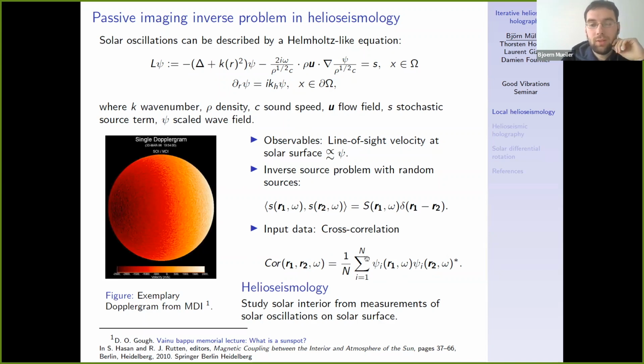Overall, I think all of you know this. The aim of helioseismology is that we want to study the solar interior from measurements of solar oscillations on the solar surface.